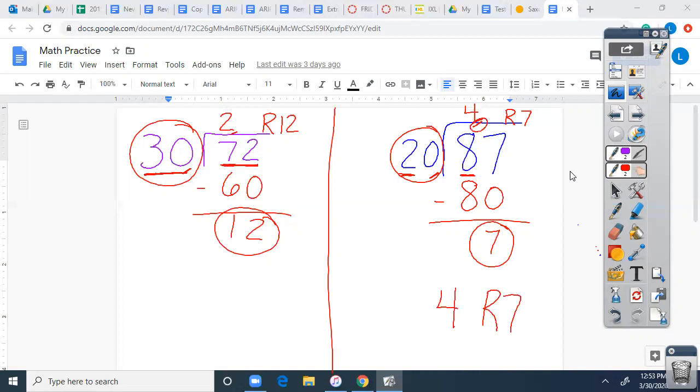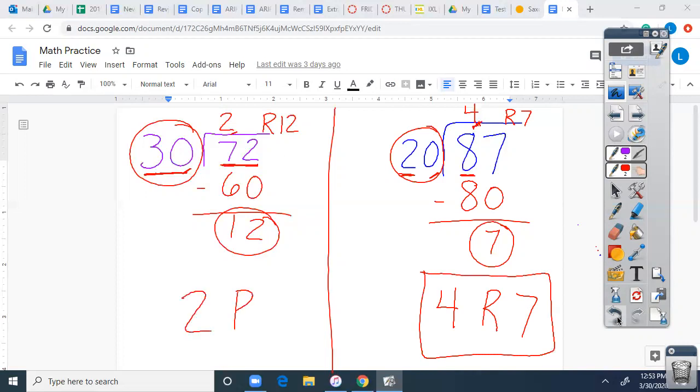This little thing right there is not important. I was just showing you what number I was using. Okay, so it's not a decimal, it's not a comma, it's not anything. Just ignore it. We've got 4 with a remainder of 7 is our answer for this one. And over here, our answer was 2 with a remainder of 12. Okay. We're going to go through the other ones kind of quickly.